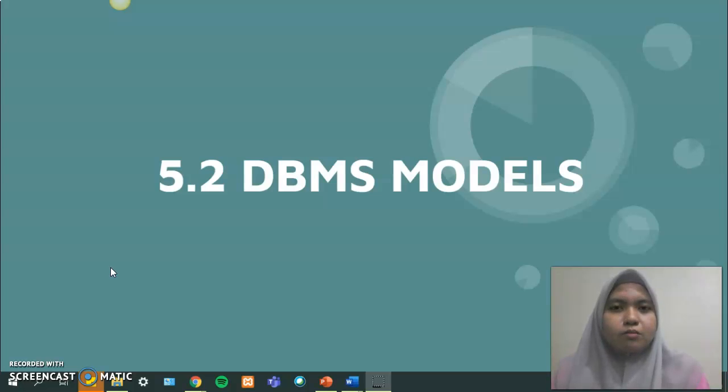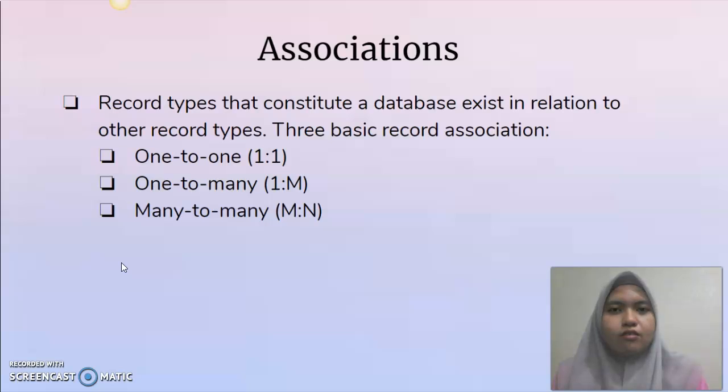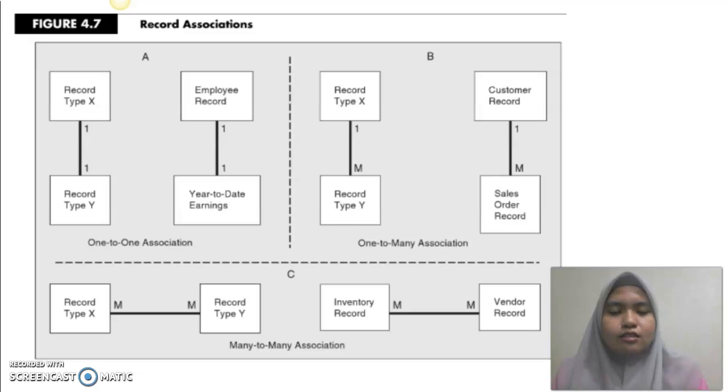So now I will proceed with the presentation with the next subtopic, which is DBMS model. First, I will explain about associations, which is how the record types that constitute a database exist in relation to other record types. There are three basic record associations, which are one-to-one, one-to-many, and many-to-many. So these are the example illustrations for one-to-one, one-to-many, and many-to-many associations.